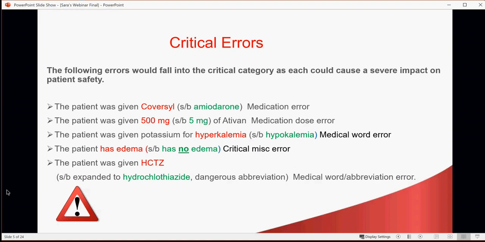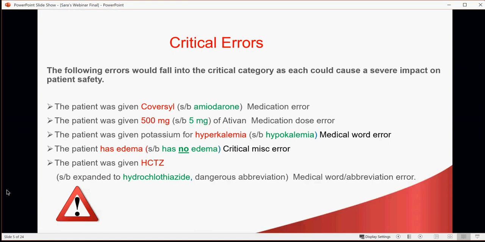The patient will be given potassium for hyperkalemia, should be hypokalemia. That is a medical word error. Hyper is too much, hypo is not enough. Either one of those conditions will cause a different treatment. You will not treat hypokalemia the same way you would treat hyperkalemia.